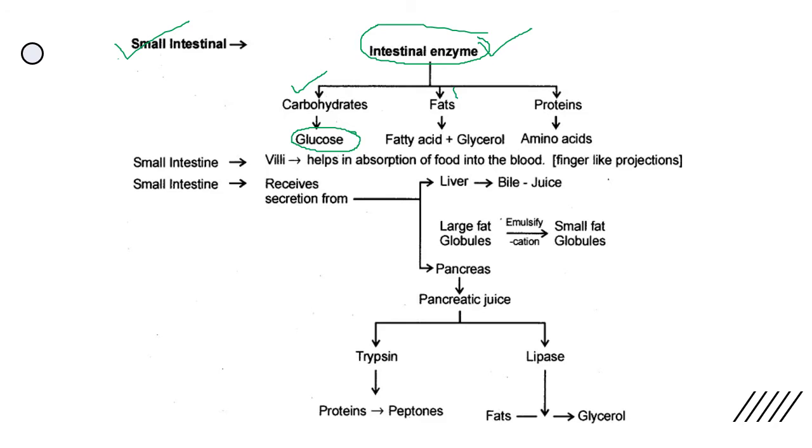Then fat is digested into fatty acids and glycerol, and proteins are digested into amino acids. These are the simpler forms. Apart from the intestinal enzymes, the next one is that the small intestine contains the villi. What is the function of a villi?